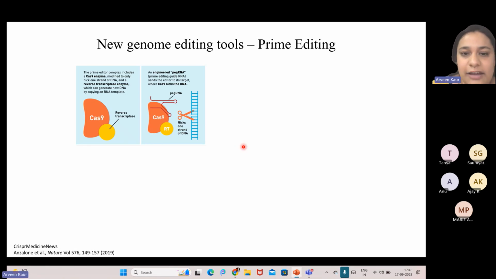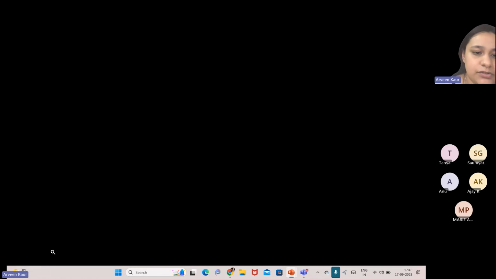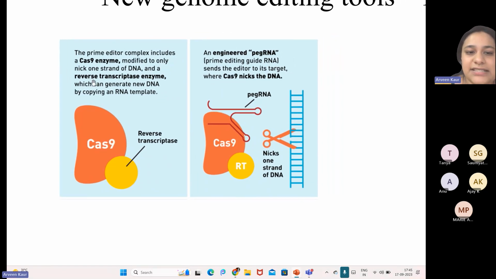Okay, this should have been my first slide. So over here, what happened was that the prime editor complex included Cas9 enzyme. This Cas9 is modified to only nick one strand of DNA, and a reverse transcriptase enzyme, which can generate new DNA by copying an RNA template, right?